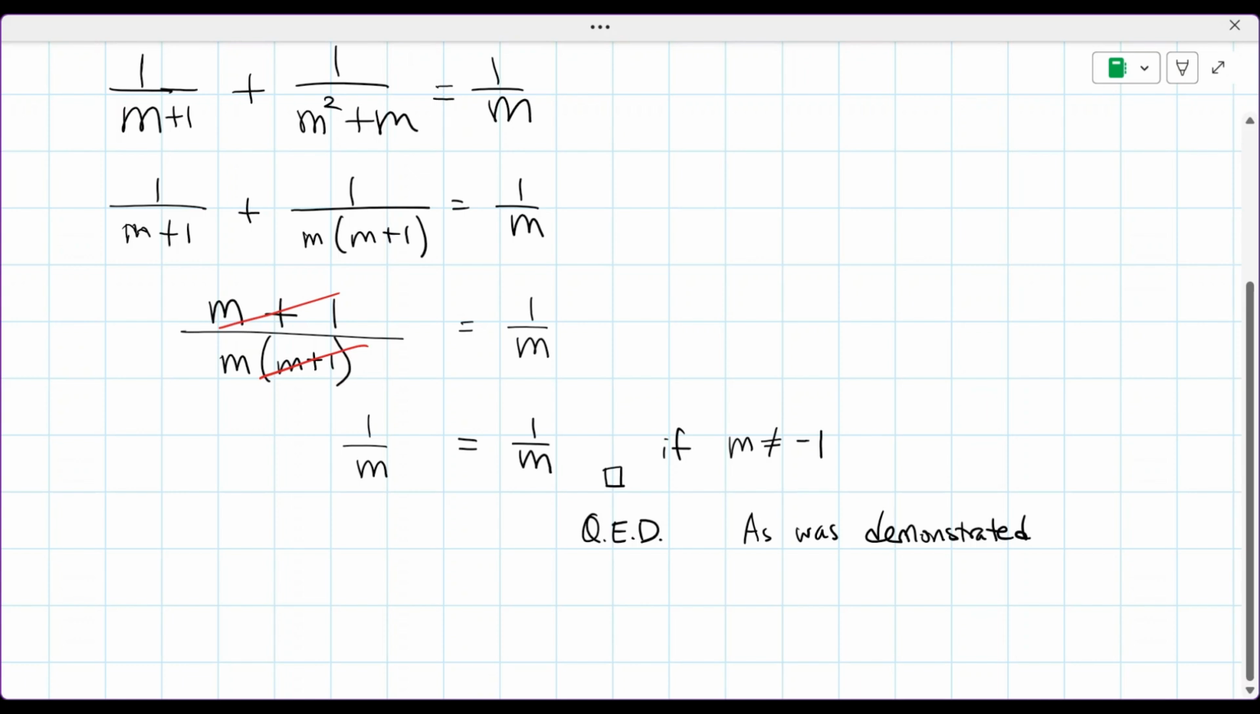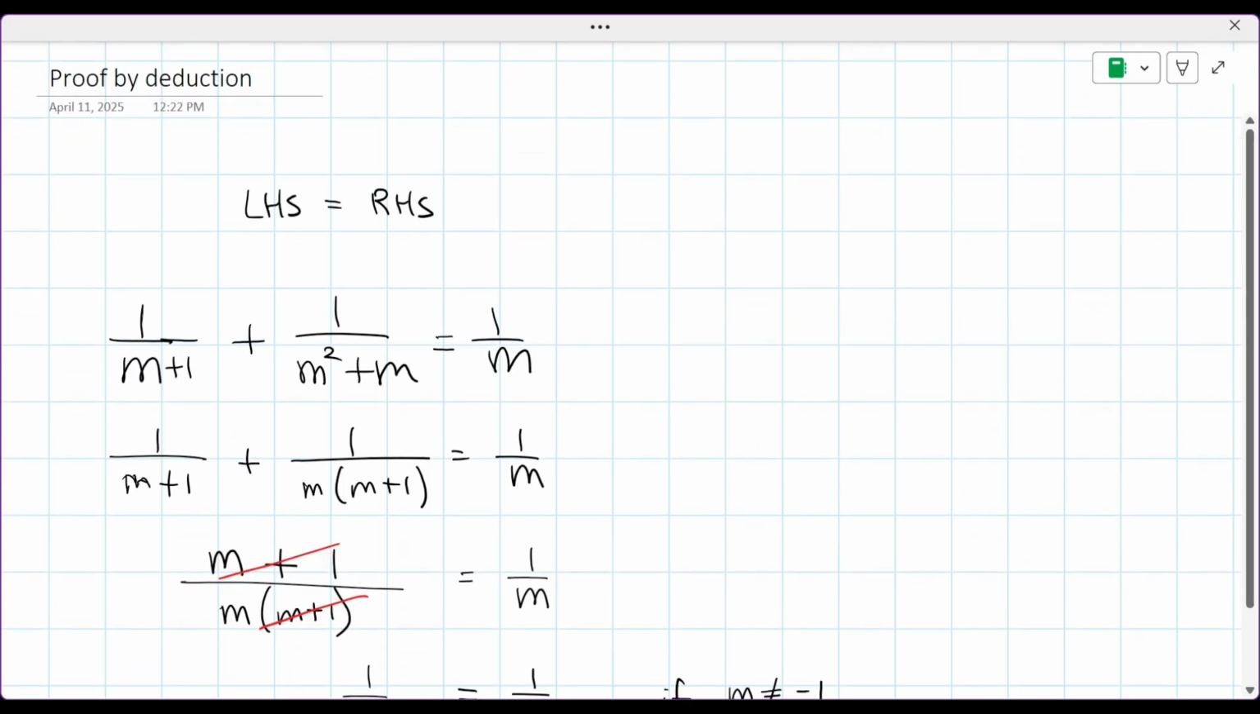All right, so this is the first case of proof, and this is called proof by deduction. Obviously, it could be useful if you have an equality, like if you're trying to prove a trig identity, which usually looks like an equation, then we can try to use the proof by deduction method.